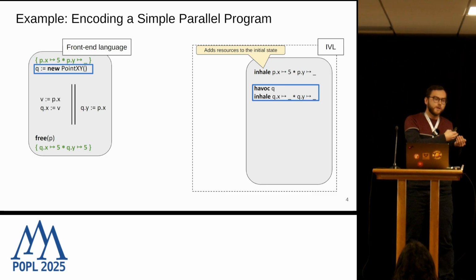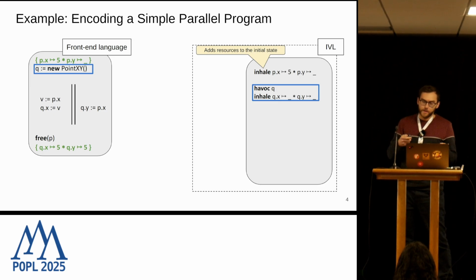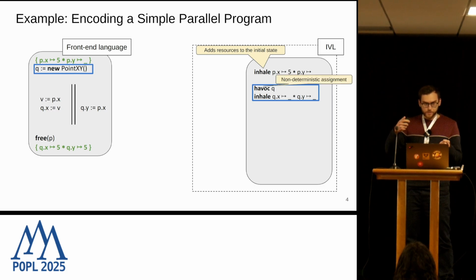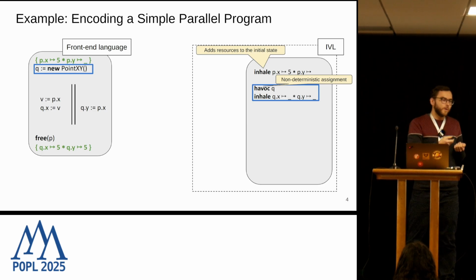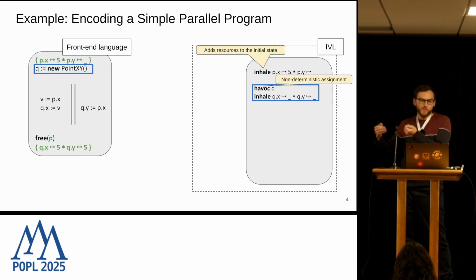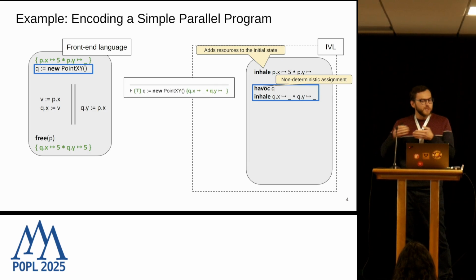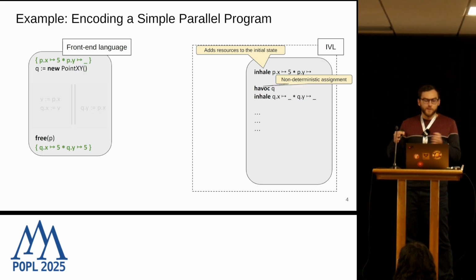Then we need to encode this allocation. And this allocation can be encoded using a combination of havoc and inhale. Havoc is a non-deterministic assignment. That is, it forgets the value of q. This is because in the front-end program, q will get non-deterministically a new address. And then inhale gives us the ownership to the fields of q. So this corresponds to the postcondition of this separation logic rule. I'll skip the parallel composition for now. I'll show on the next slides how we encode it.